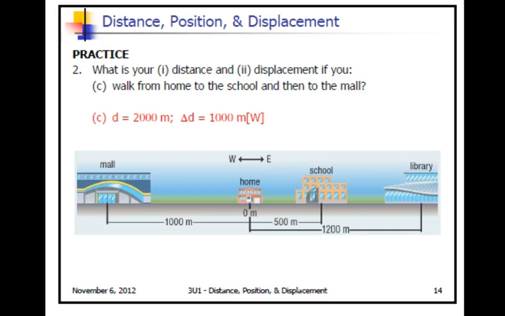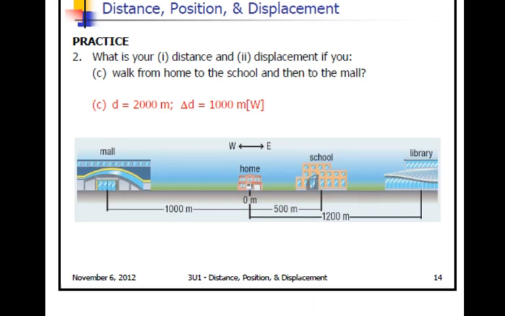The displacement we'll look at as a subtraction between initial position taken away from final position. So the final position is 1,000 meters west. The initial position is home, which is 0 meters. So 1,000 west minus 0 is 1,000 meters west.